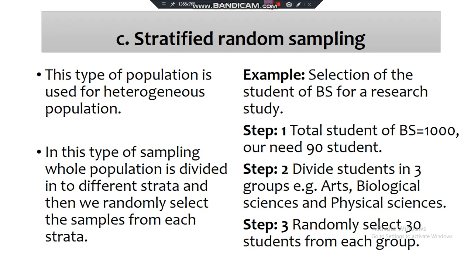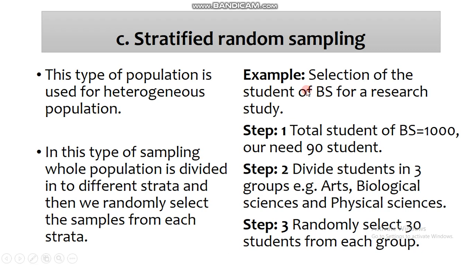The next type of probability sampling is stratified random sampling. We use this type of sampling on a heterogeneous population, when the individuals in the population are of different types. In this type of sampling, like the other types, we divide the whole population into different strata or different groups, and then we randomly select the sample from each stratum.